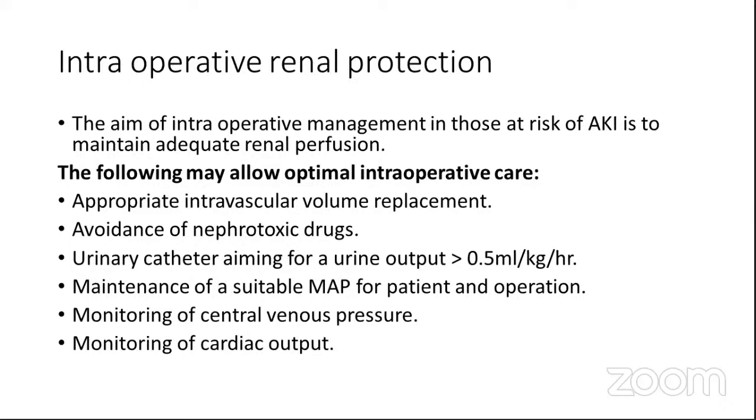Intraoperative renal protection. The aim of intraoperative management in those at risk of AKI is to maintain adequate renal perfusion. The following measures may allow optimal intraoperative care: appropriate intravascular volume replacement, avoidance of nephrotoxic drugs, urinary catheter aiming for a urine output greater than 0.5 ml per kg per hour, maintenance of suitable mean arterial pressure for patient and operation, monitoring of central venous pressure, and monitoring of cardiac output.